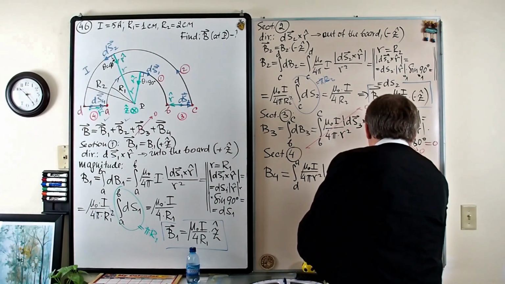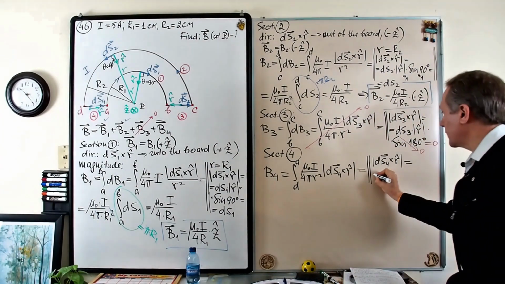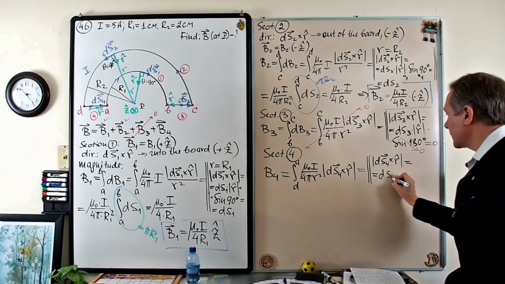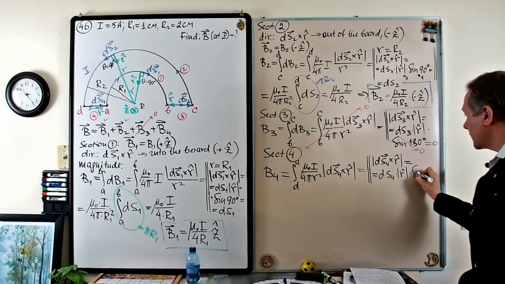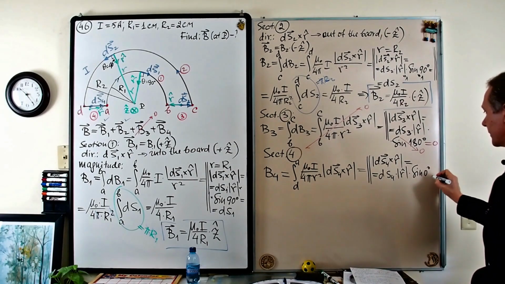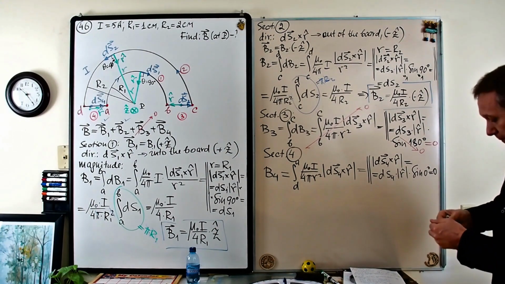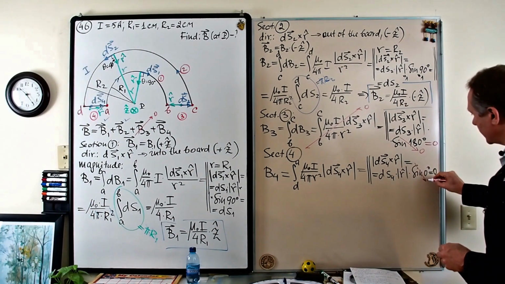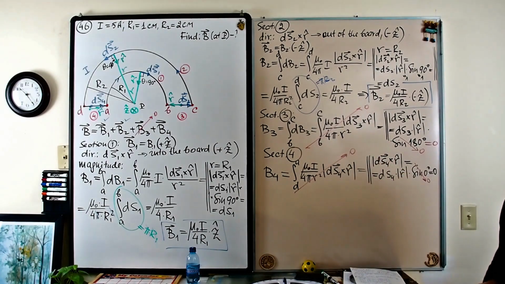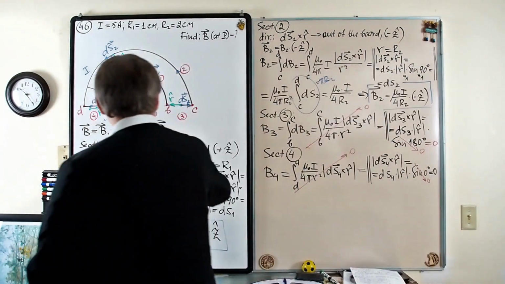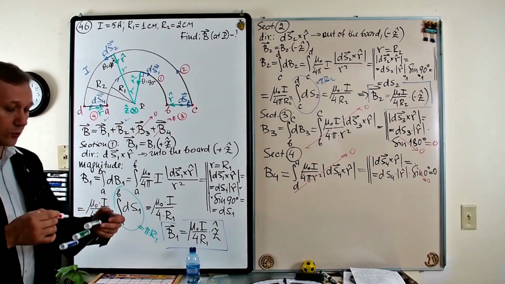Right. So I will write in a similar way: the absolute value of ds4 cross r hat. Again, it's the absolute value of ds4, times the absolute value of r hat, which is 1, and sine of 0 degrees, which is 0. Sine of 0 degrees is 0. So I can show that this is 0, and this whole integral is 0. And so I can remove the last term.